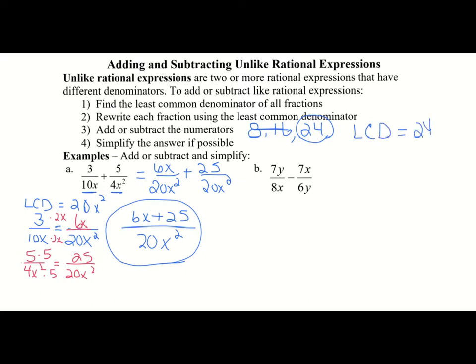And then I need each unique variable. So I have an x in the first one. I have to include that in my LCD. And then I also have a y in the second. So that's going to be included. So my LCD here is 24xy.